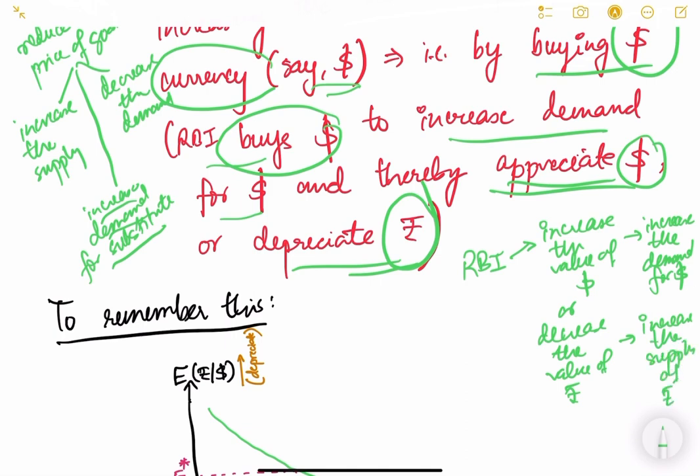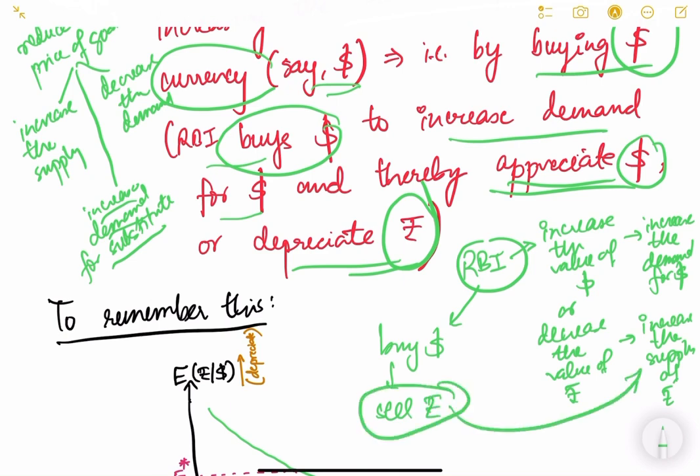So what will RBI do to achieve this objective? RBI will buy dollar, and whenever it is buying dollar, that means it is selling rupees. So you are selling rupee, that means rupee supply is increasing. You are buying dollar, which means demand for dollar is increasing. So this is how it is achieved.